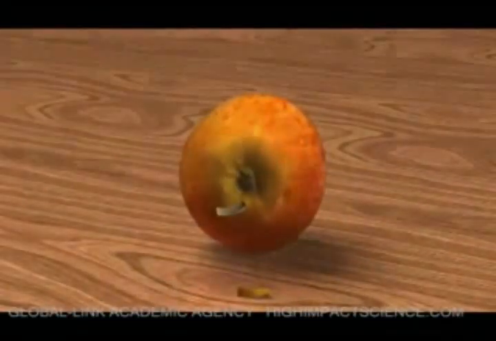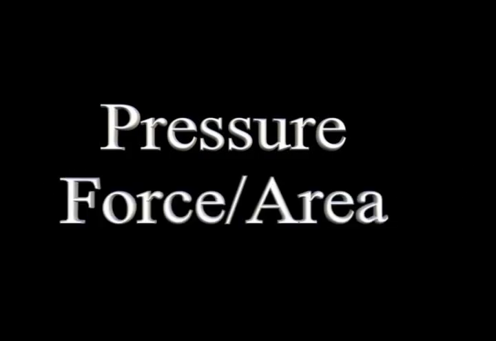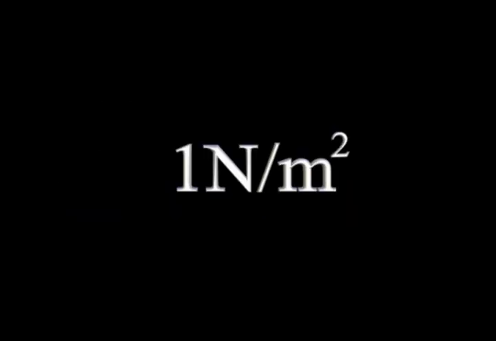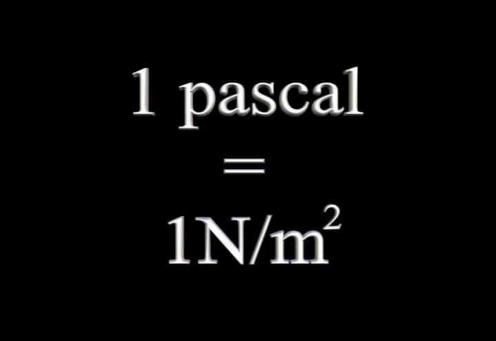By definition, pressure is the force acting normally or perpendicularly per unit surface area. Mathematically, pressure is equal to force over area. The unit of force is newtons. The unit of area is meter squared. So the unit of pressure is newtons per meter squared. This is also called Pascal, named after Blaise Pascal, whom we shall meet later on in the chapter. 1 Newton per meter squared is equal to 1 Pascal.